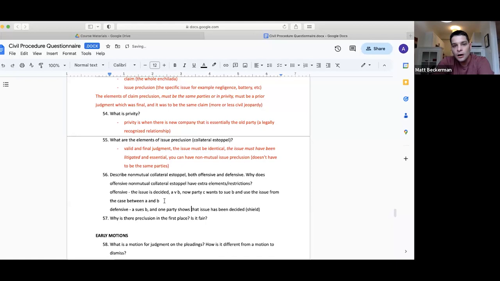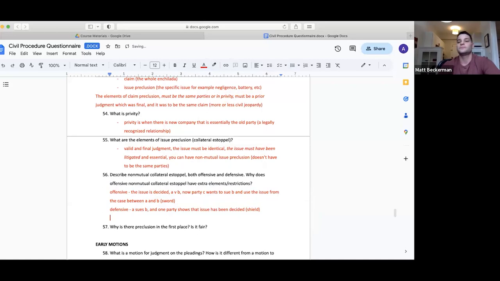The MBE used non-mutual collateral estoppel in Erie questions and asking which state to go by. Yeah, so that's a common question. So from what I understand, you determine the rule by the rendering state, so the state that had the first case, or we can talk about that later on. All right, yeah, let's keep moving.